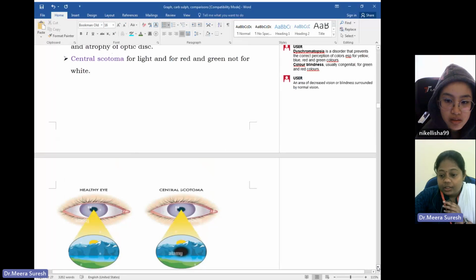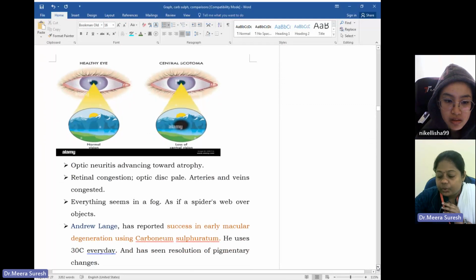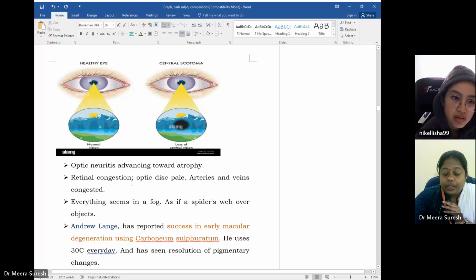not for white. But I really don't know whether it matters, because if we could get a central scotoma, we could try with this medicine, because almost all the eye complaints, see the optic neuritis, which is advancing towards atrophy. So optic neuritis means the optic nerves have undergone inflammation. So it's degenerative changes. So then also the blindness or the perception of vision is affected. So any complaints which can affect the vision, we can think about that.